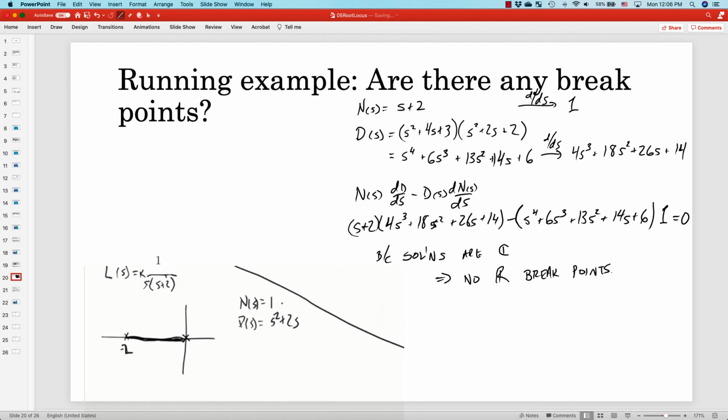The derivative of n gets us 0, and the derivative of big D is 2s plus 2. Okay, so let's do the quotient rule. We're taking n times the derivative of d, that's 2s plus 2, minus d times the derivative of n, which is 0. Set that equal to 0, and s is -1. Only one solution here because it's a first order polynomial.